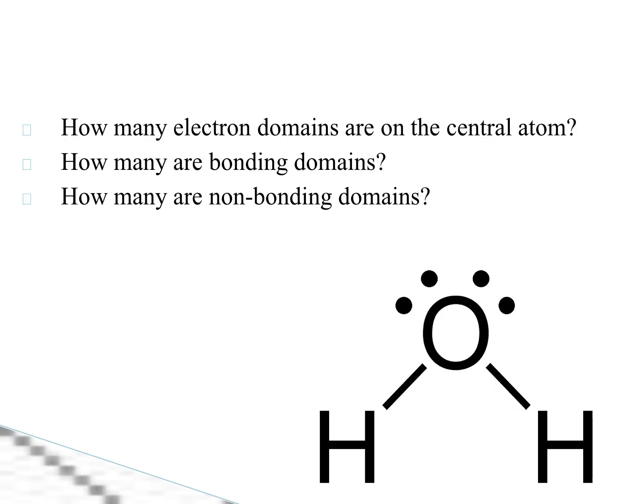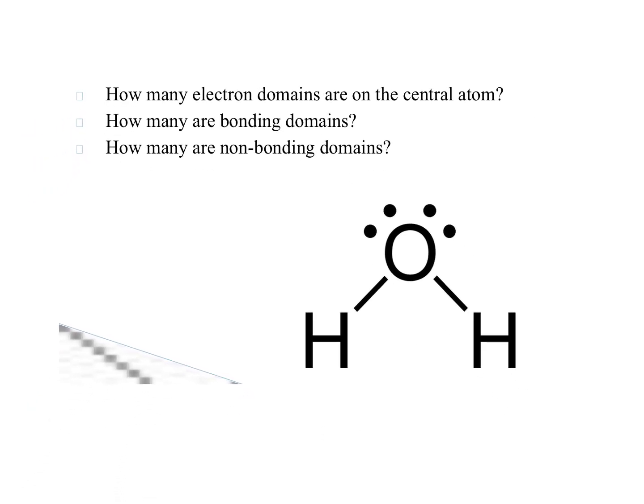All right, let's try one here. I've got the Lewis structure for what molecule? This is a Lewis structure for water. So how many electron domains does the central atom have? 4. It has 4. 1, 2, 3, 4. How many of them are bonding domains? 2 of them are bonding, and how many of them are non-bonding domains?